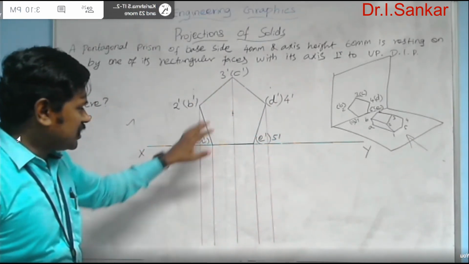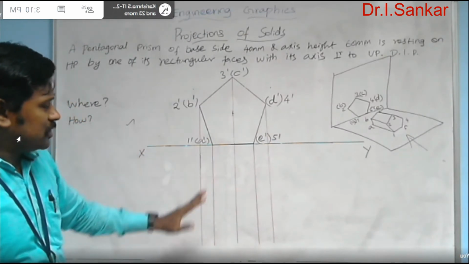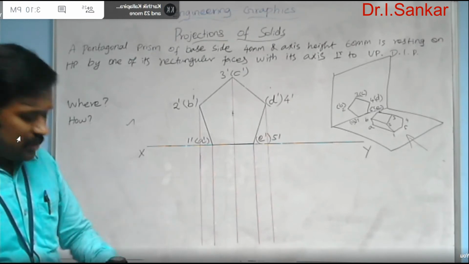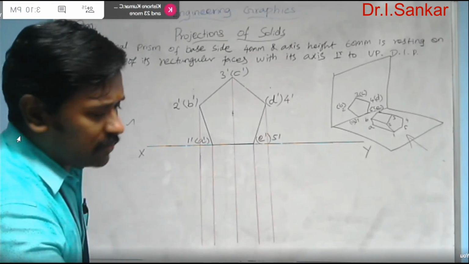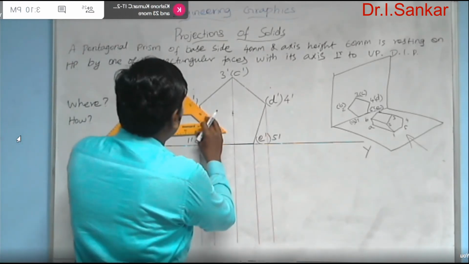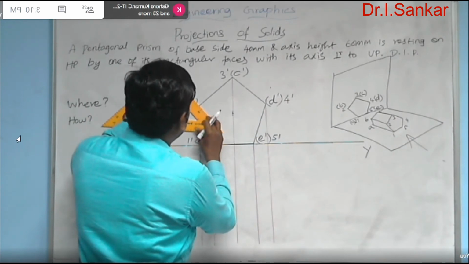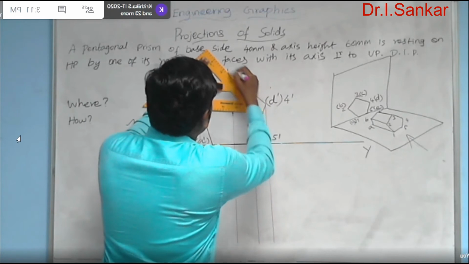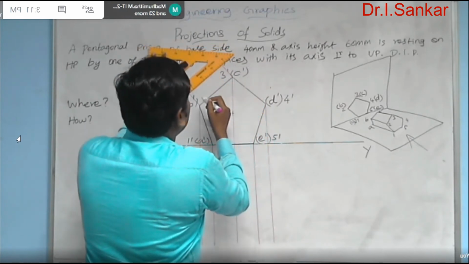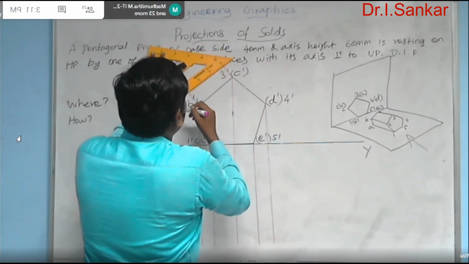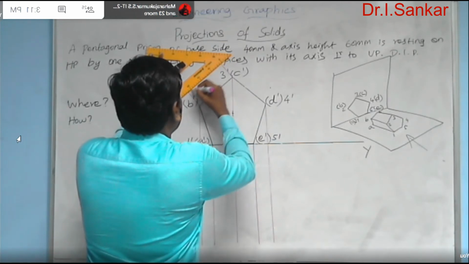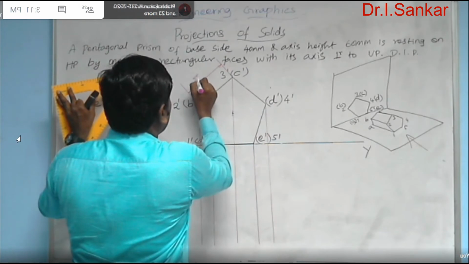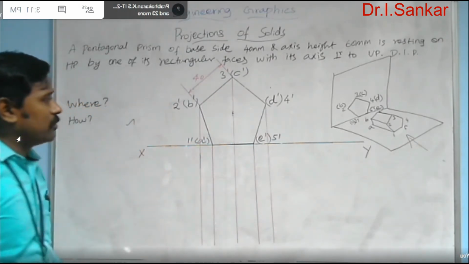Now I have just produced the projectors from the front view towards the top view, and the next work is to draw the lateral view of the solid. Before that, we can mark the dimension in the front view. That is the base side dimension of the solid. It is given in the question as 40 mm.